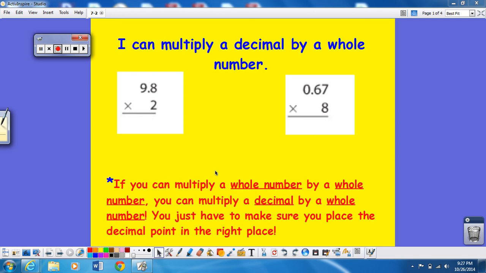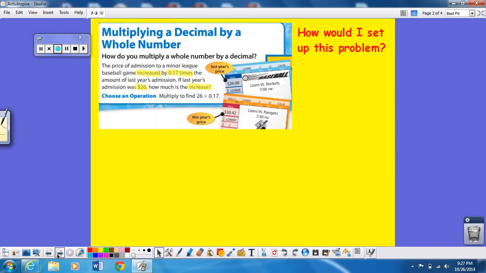And if you notice the note I wrote at the bottom, if you can multiply a whole number by a whole number, you can multiply a decimal by a whole number. The only difference you're going to find here is placing your decimal point. That is the most important part of multiplying a decimal by a whole number, knowing where to place that decimal point. So let's start off just by looking at a quick word problem.